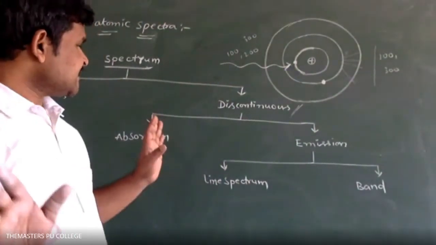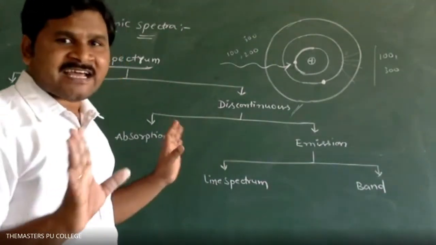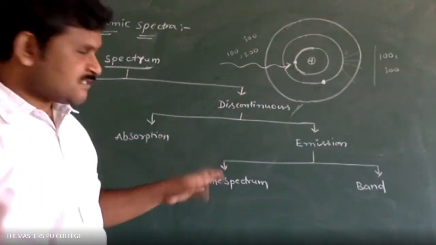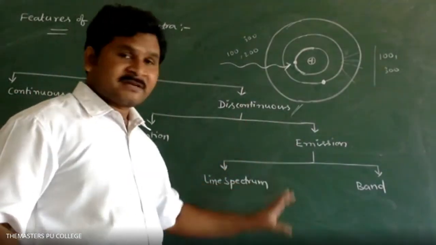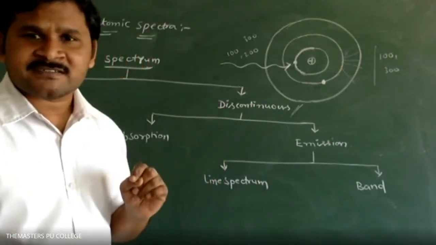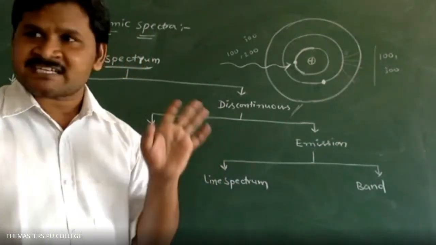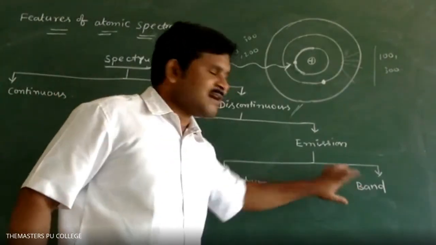Next, line spectrum and band spectrum. What is the difference between line spectrum and band spectrum? This also looks similar. Both are part of the emission spectrum only. Emission spectrum means due to de-excitation of the electron. Then how do we differentiate line spectrum and band spectrum?